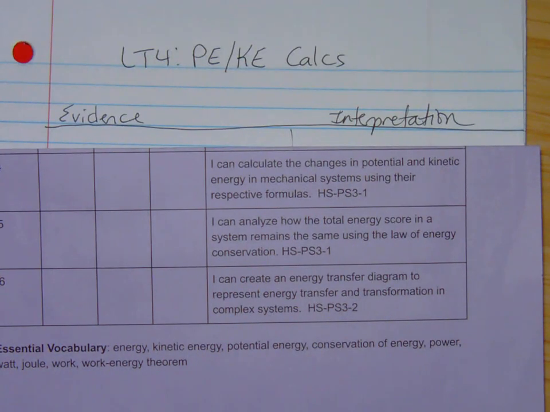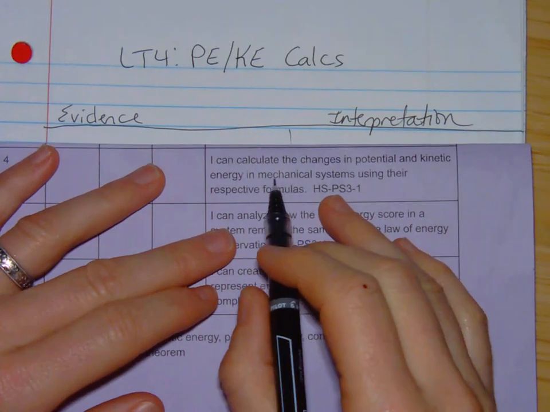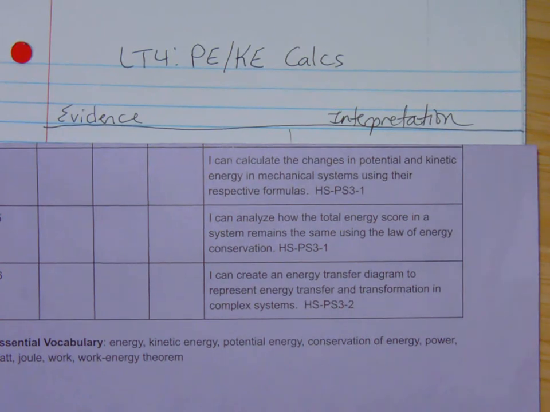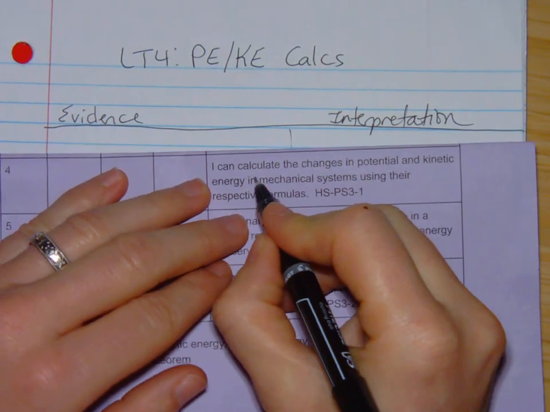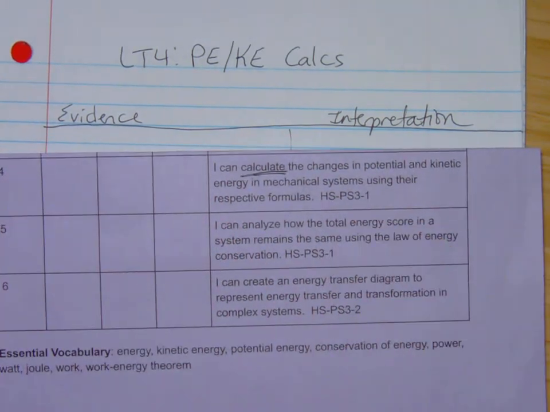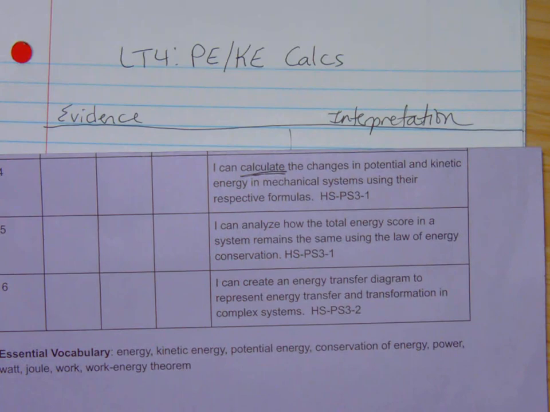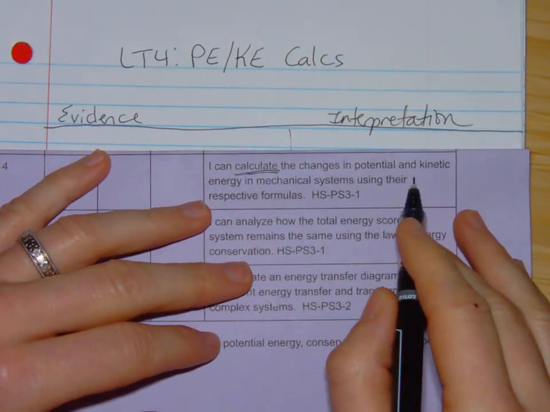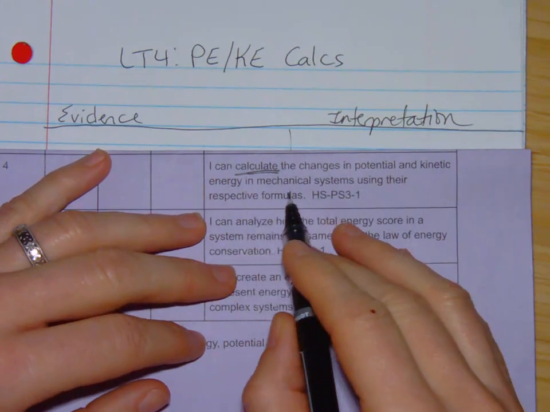These are the notes for LT4 in the energy unit. LT4, the primary difference between this one and LT3, where we're looking at potential and kinetic energy transformations, is that now we're actually calculating changes in energy. So instead of just saying one goes up, the other goes down, with that inverse style relationship, we're using the formula. So calculate changes in potential and kinetic energy.